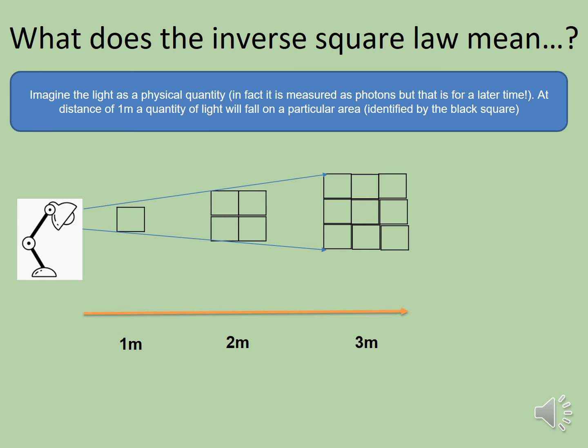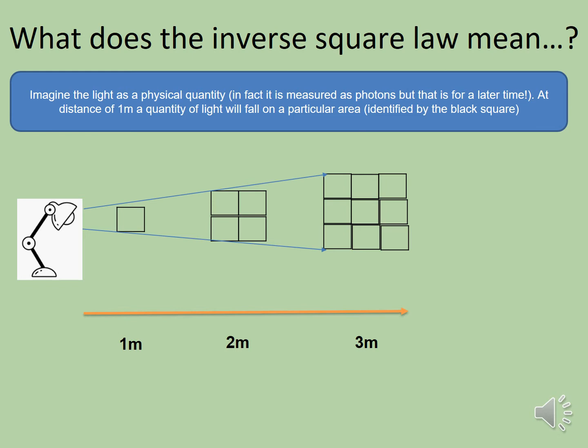So if you have a look at my fantastic diagram, there's a lamp, there is a meter ruler or a distance measure of 1 meter, 2 meter and 3 meter. And then there are some boxes and I'll get to those soon enough. So try to imagine that light is a physical quantity. In fact, scientists do consider light to be a physical quantity and it's measured in little packages called photons. However, we don't need to worry about that too much at this stage, but try and imagine that there are certain quantities of light that can fall on an area.